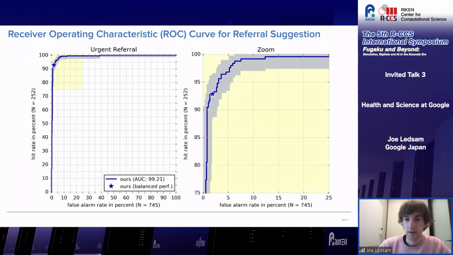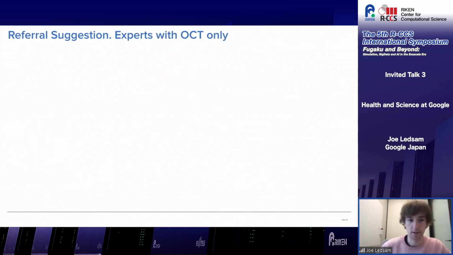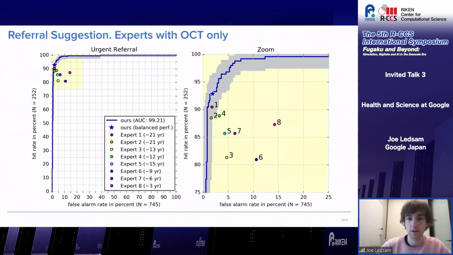So when we're evaluating it, this is the ROC curve for the model on the urgent referral task. We can see it's a very nice AUC of over 99%. But this is relatively meaningless without knowing the human performance. So to do this, we gave the humans, 8 different human experts, including several world experts, the same OCT scans and asked for their referral decision. And so this is what we got.